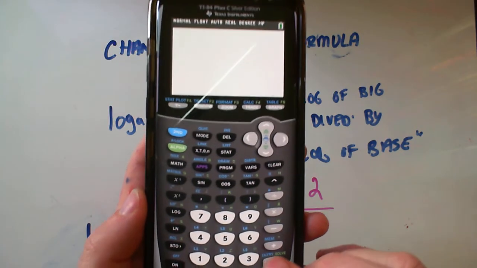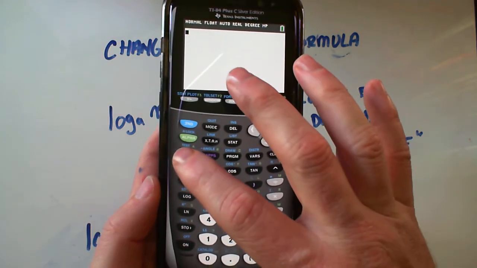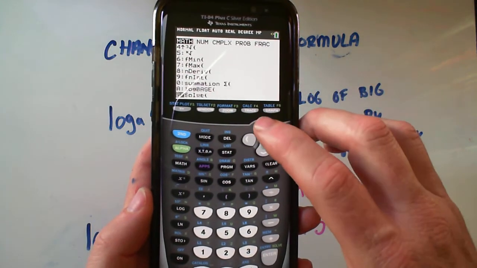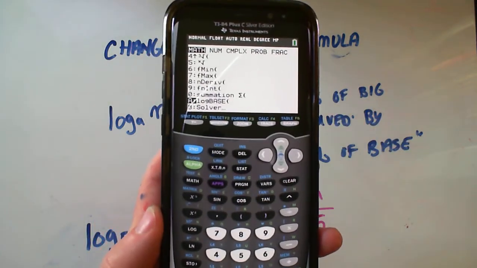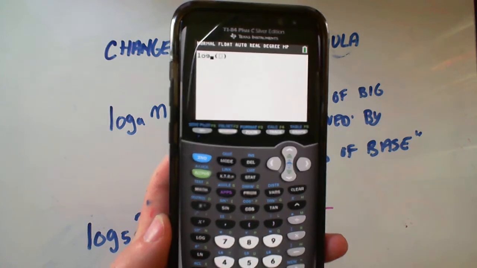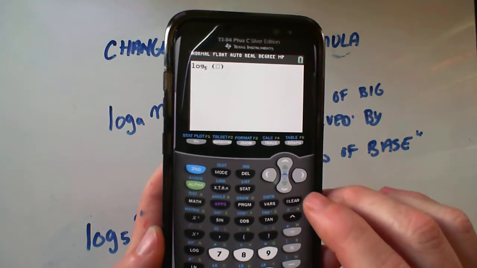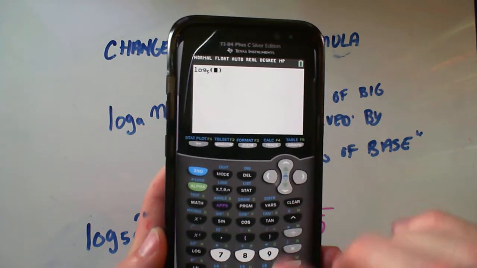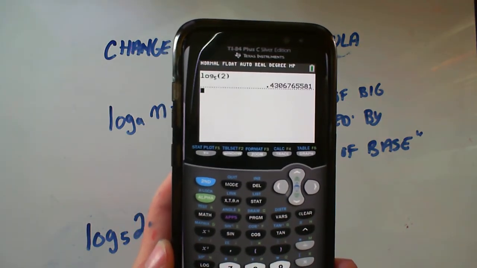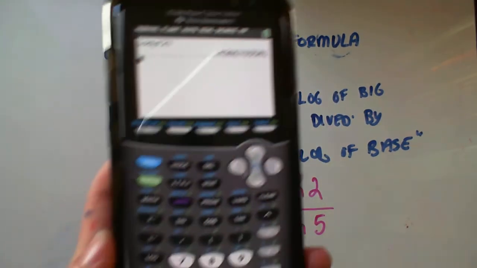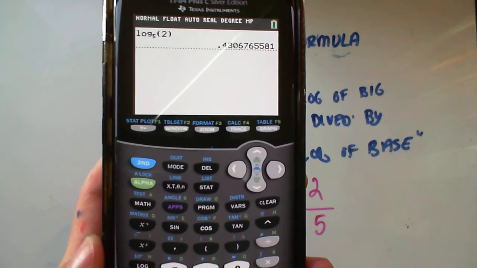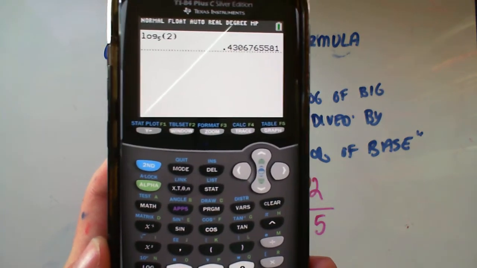Now, as we showed in a previous video, I can hit the math button if I have a newer calculator, and I can go to log base, and I can find log base 5 of 2 by using that function. So I see that the log base 5 of 2 is 0.43067 and so on.